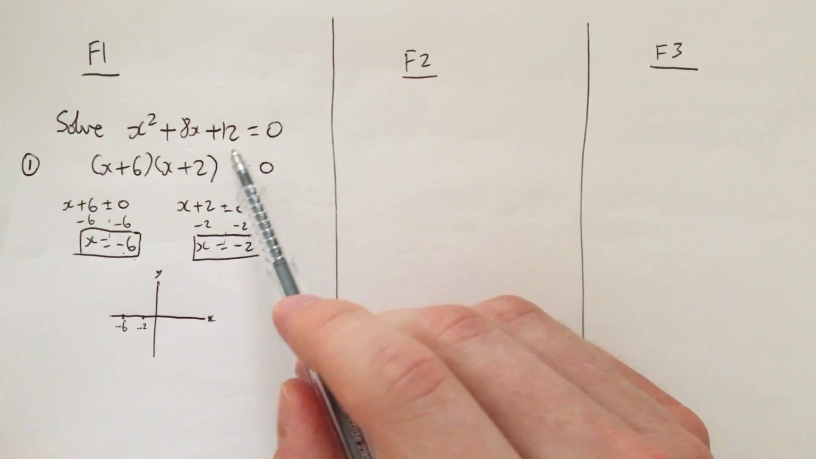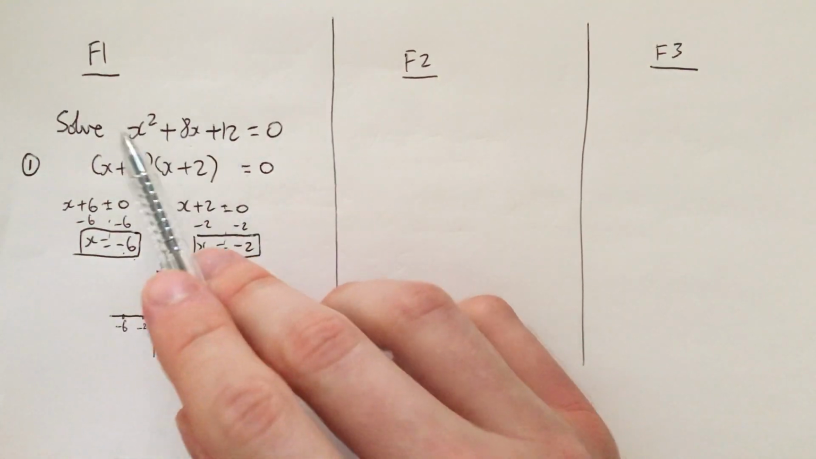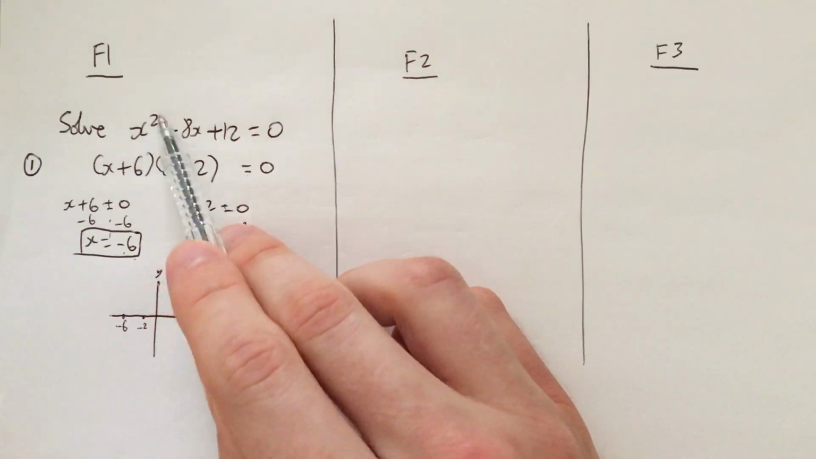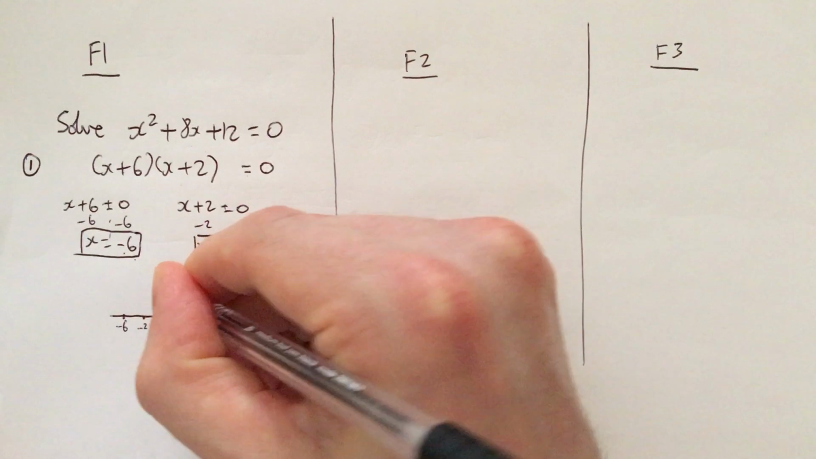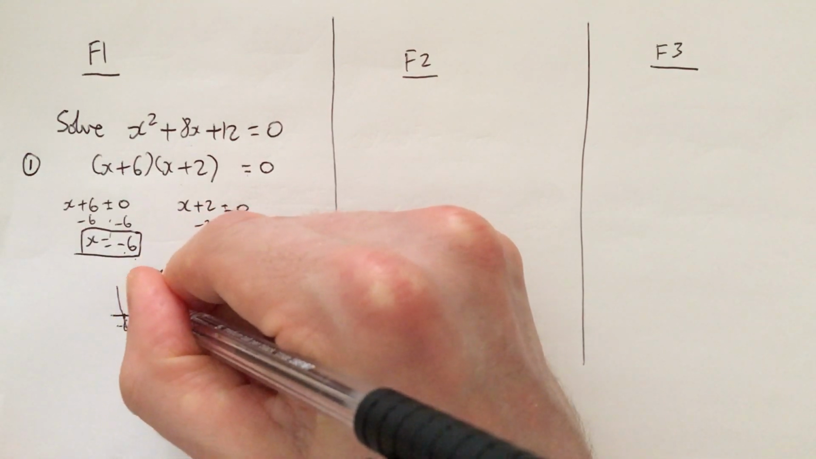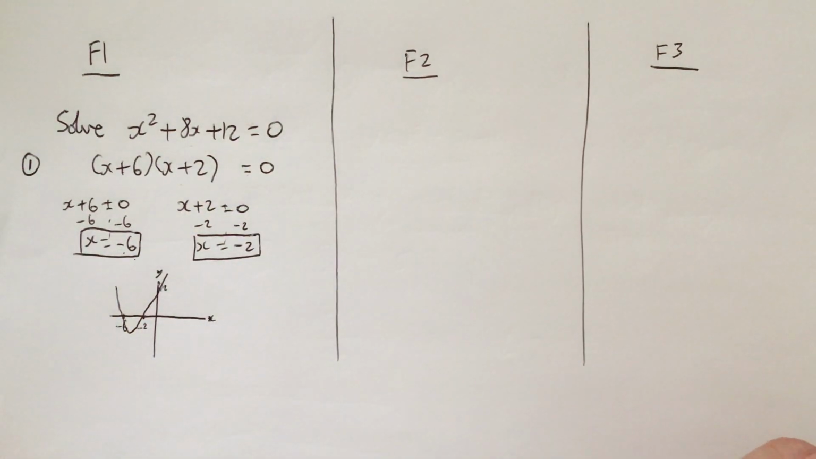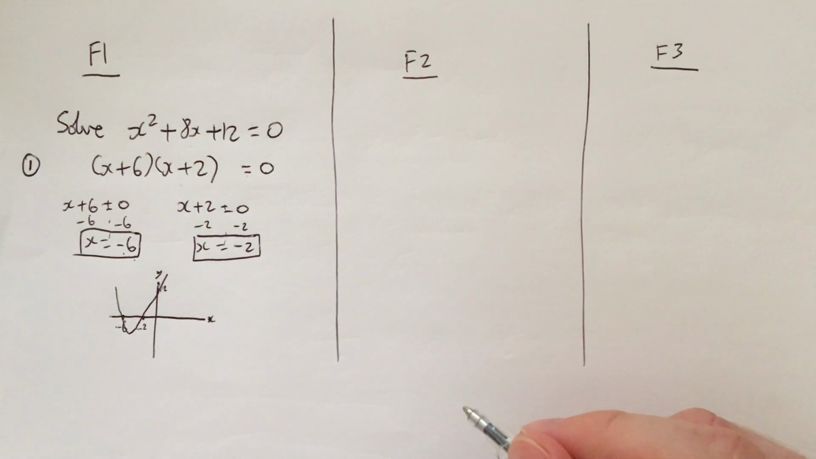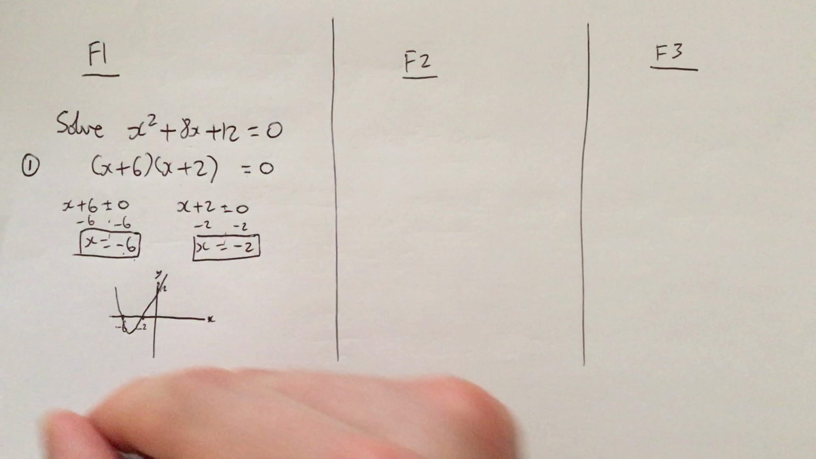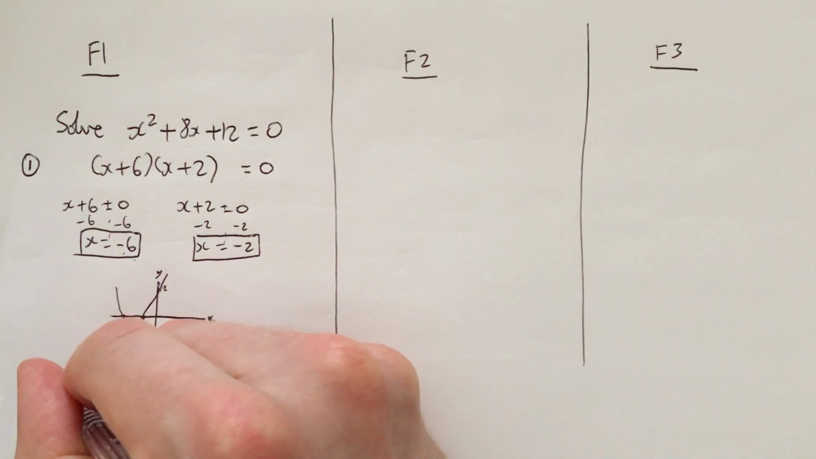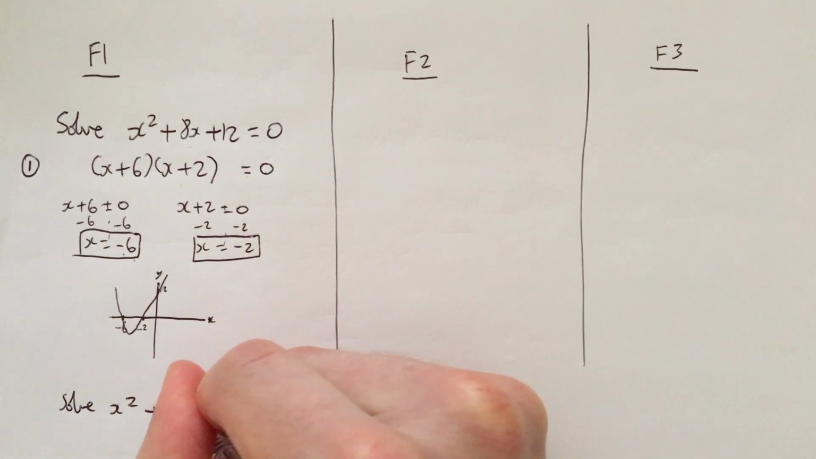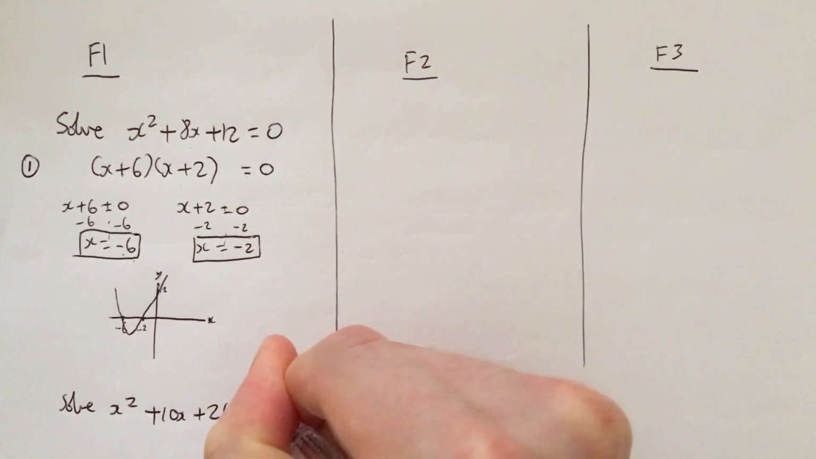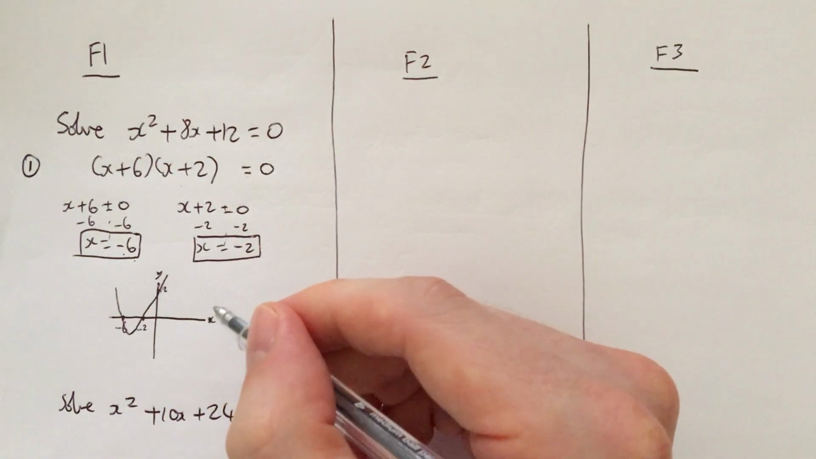Also, just a quick point of reference, to get the value of y, that's when x equals 0. So the y value is going to be 12, so it's up here, and the graph will look a little bit like that. But as I said, you don't need to do that in the exam unless it specifically asks you to draw the graph. Another really quick example is: solve x² + 10x + 24 = 0. This time I won't draw the graph, I'm just going to solve it.